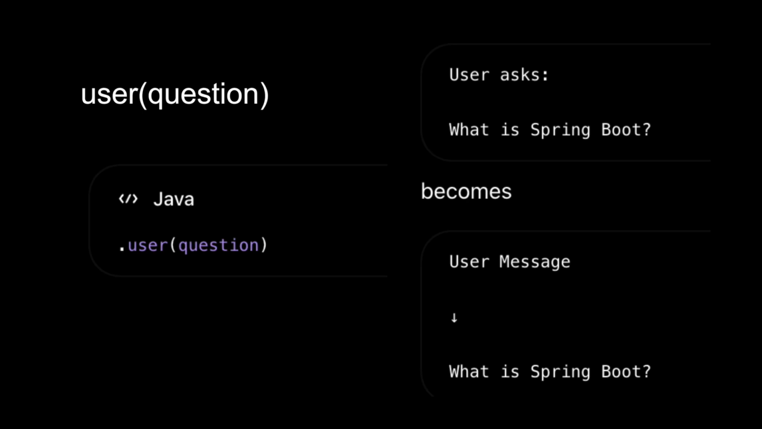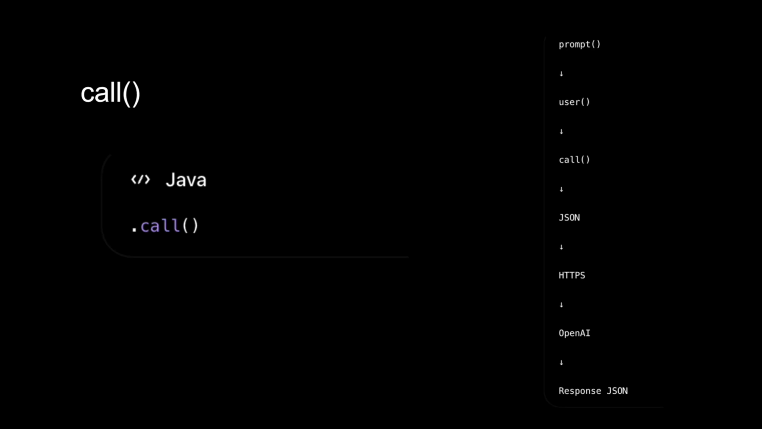Again, no request has gone to OpenAI yet. We are still building our prompt. Many beginners think user means the application user. Actually, it means this text should be treated as a user message inside the LLM conversation. Everything we have done so far has happened inside our application. Nothing has left our computer. Now comes the exciting part.